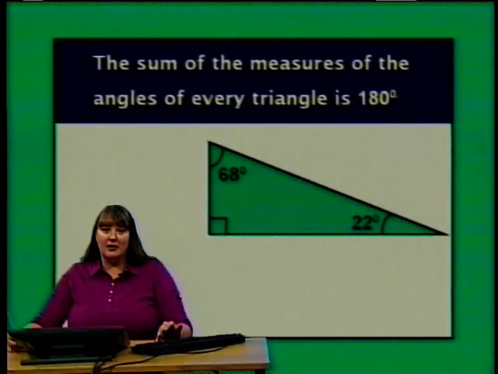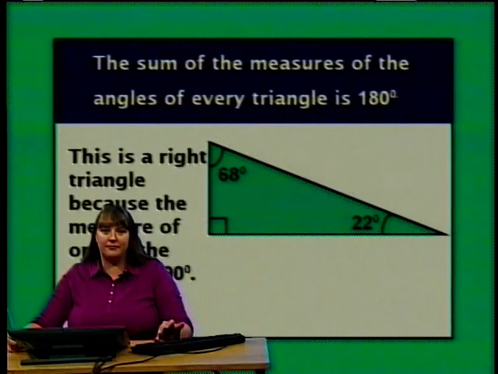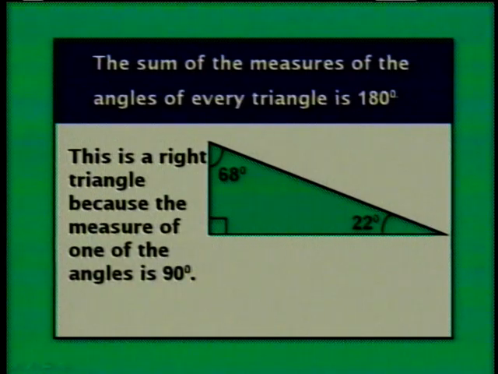In this triangle, I know that I have a right triangle because of the square at the bottom. This is indicating a 90-degree angle. If I add up the two smaller angles, 68 degrees and 22 degrees, I get 90 degrees. That added to the 90-degree right angle is 180 degrees.